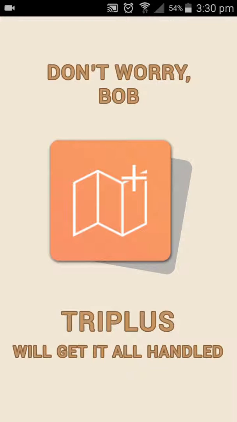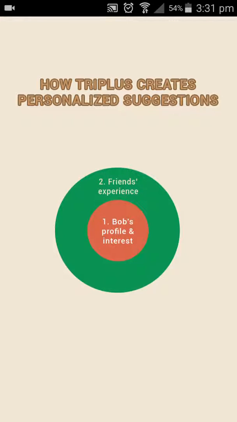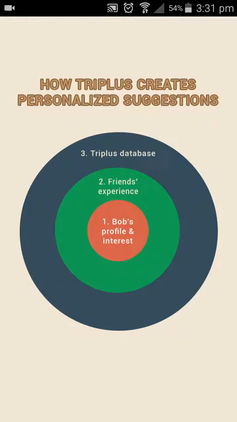Luckily, a friend recommends Bob to use Triplus. This application will generate personalized travel suggestions based on his profile and interest, his friend's experience, and Triplus database. Let's see how Bob can come up with quick decisions just with a few clicks.